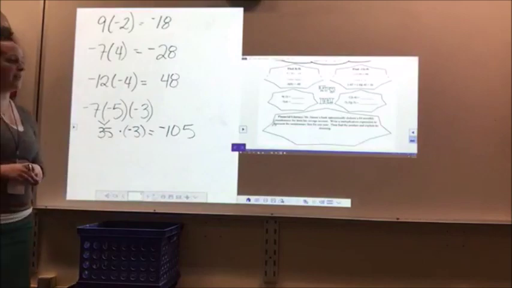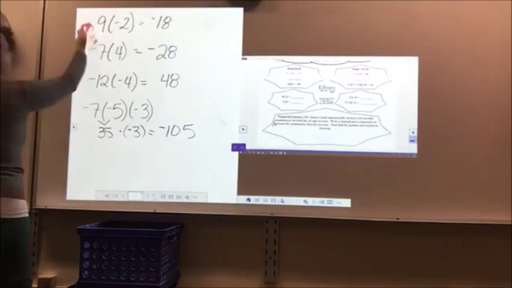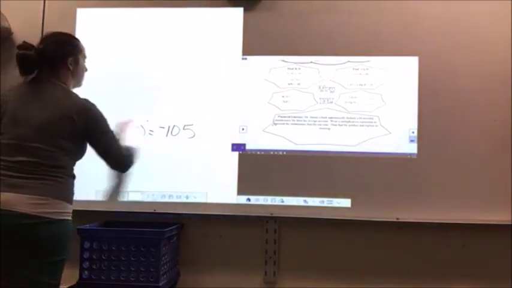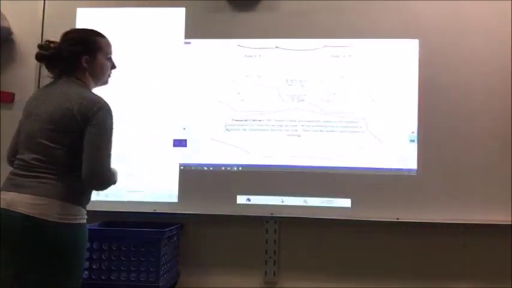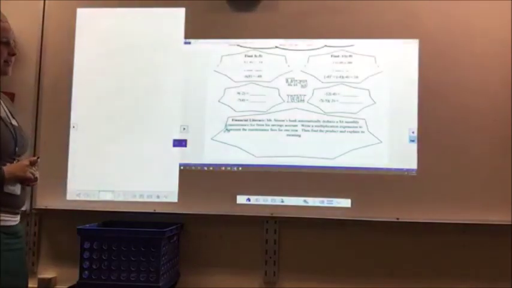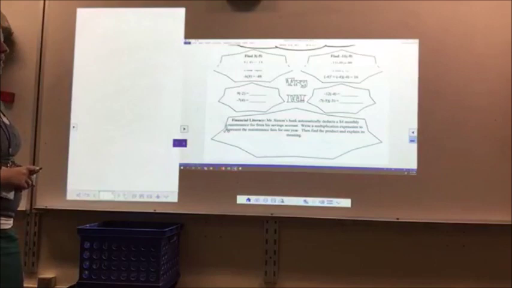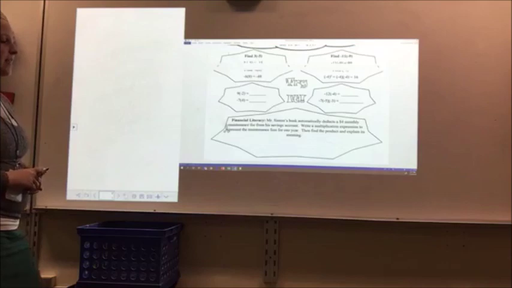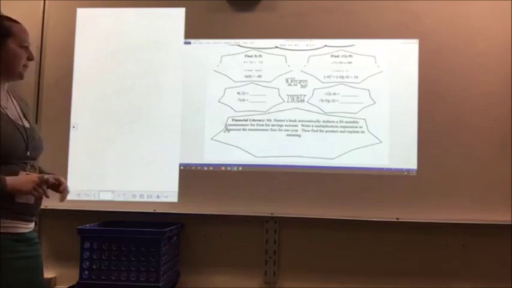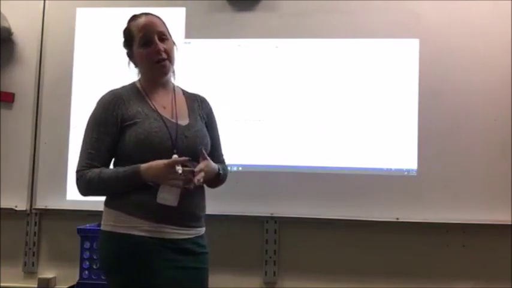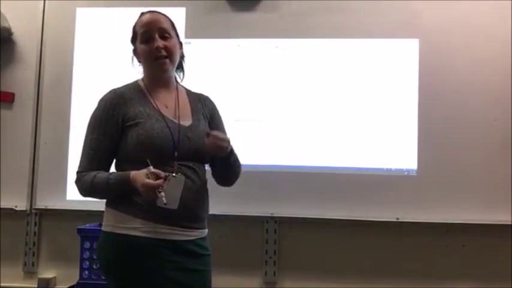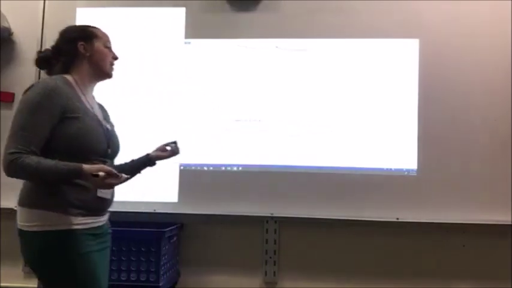Now for the bottom, financial literacy. Mr. Simon's bank automatically deducts a $4 monthly maintenance fee from his savings account. Write a multiplication expression to represent the maintenance fees for 1 year. Then find the product and explain its meaning. So looking at this, they take away $4. That's a negative number. So I start with negative 4.